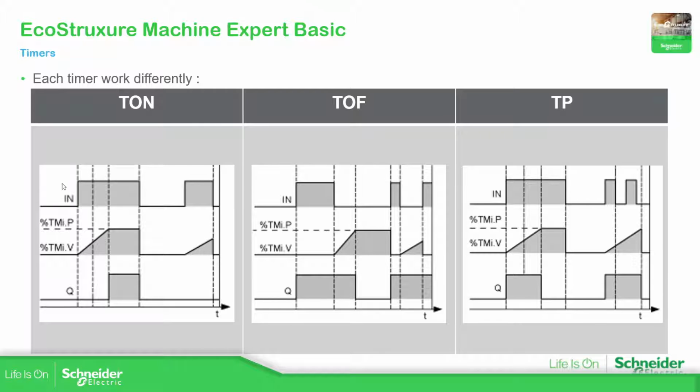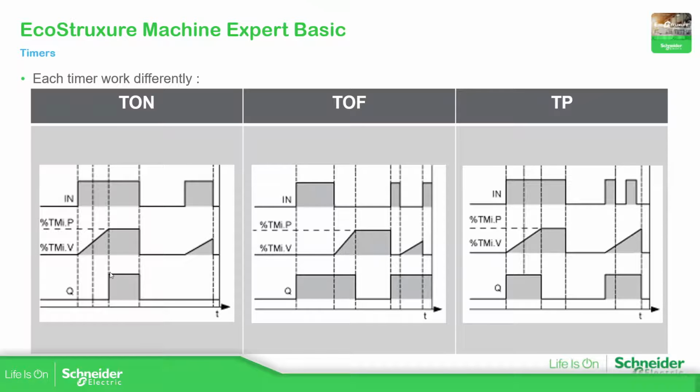And this is very important. So as you can see here, we have IN, the timer, it doesn't matter the number, .P, the value of the timer, the actual value of the timer, and the output. So in the timer on delay, when the input is 1, the value of the timer starts rising until it reaches the preset. So when the value of the timer reaches the preset, the output will be activated.